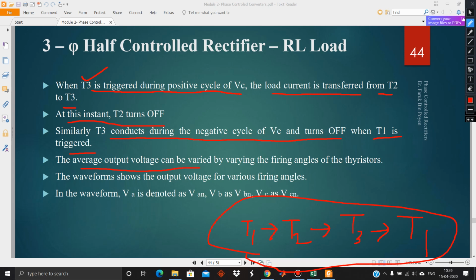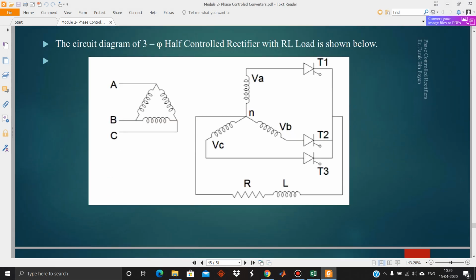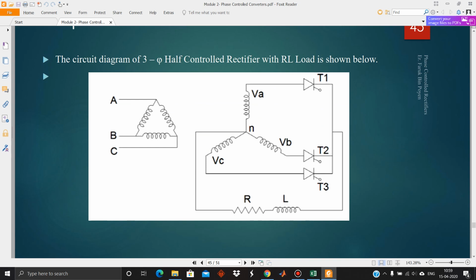The average output voltage can be varied by varying the firing angles of the thyristors. This is true for single phase and three phase rectifiers. The waveform shows the output voltage for different firing angles, and each of the phase to neutral voltages are denoted by VAN, VBN and VCN. This was also true for R load for three phase controlled rectifier. So let us study the waveforms. This is the circuit diagram. Here you can see that the load is RL load. This is the only difference, and again the connection is a delta star transformer.